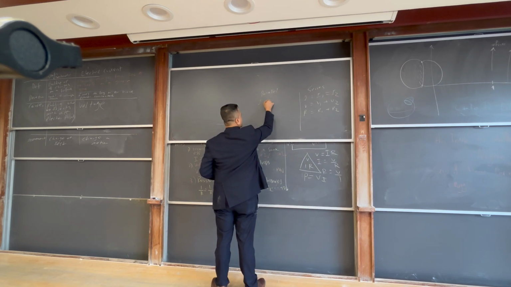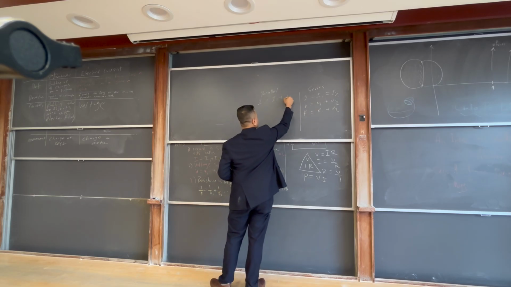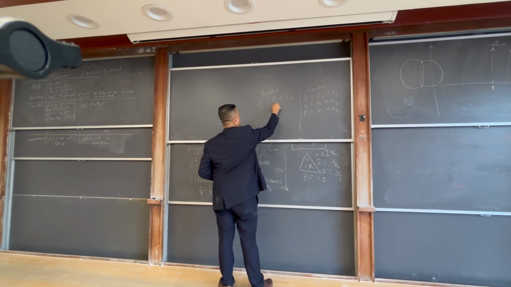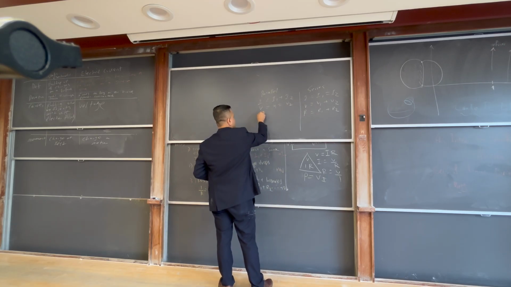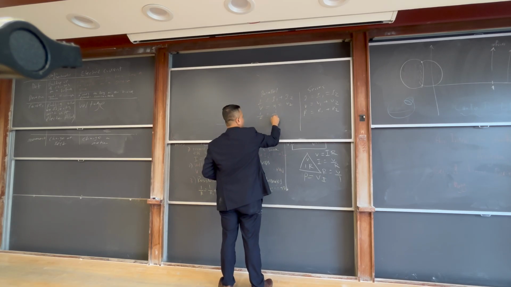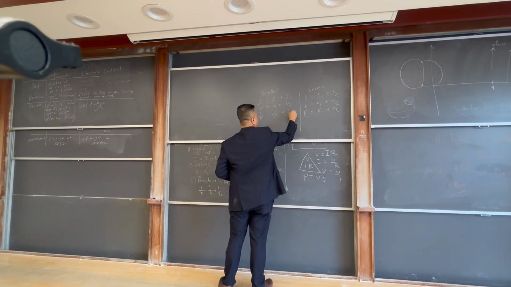For parallel, the current is equal to current 1 plus current 2. Voltage is equal to V1 is equal to V2 and so on. The resistance is reciprocal, don't forget that: 1 over R1 plus 1 over R2.